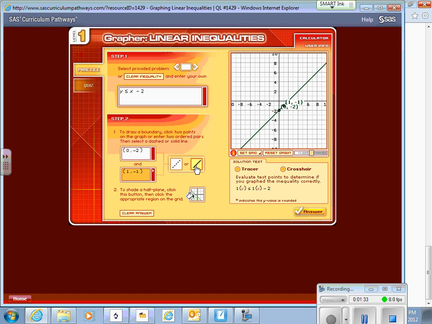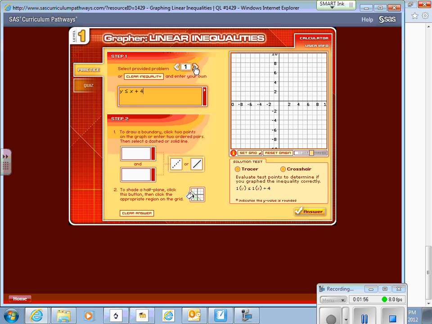Now we need to decide which side to shade. I'm going to fill up my paint bucket, and it says y is less than negative 2. Well, on the y-axis, negative 4 is less than negative 2. So if I click there, it will shade everything below the line.